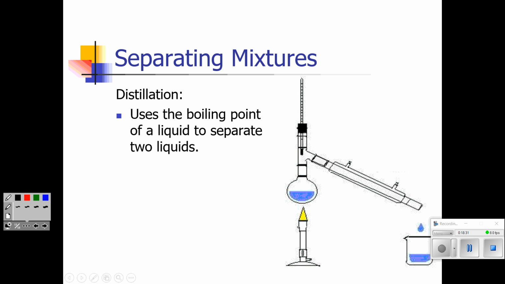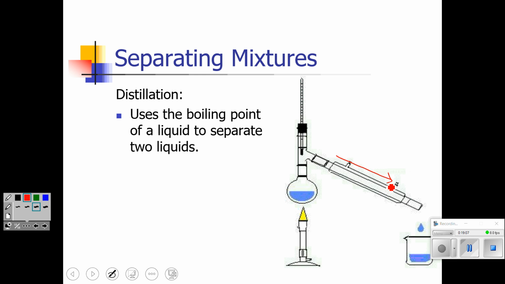Distillation. This is a distillation apparatus. Where you see the flame hitting the bottom of the Florence flask, that is a liquid, a mixture of two different liquids. Let's say it's alcohol and water. At a certain temperature, like 70 degrees Celsius, your alcohol will start to boil off. Then it's going to come back down the condensing tube, which is right here.